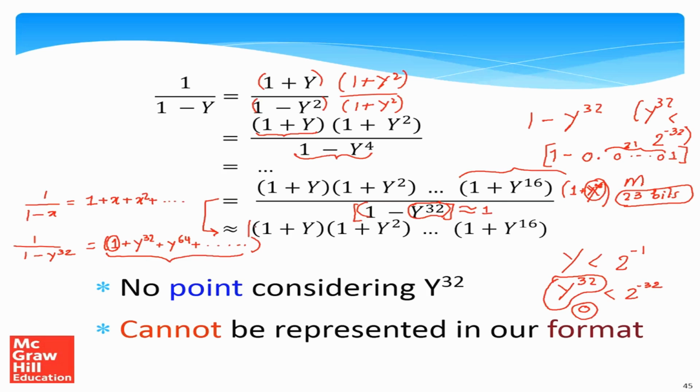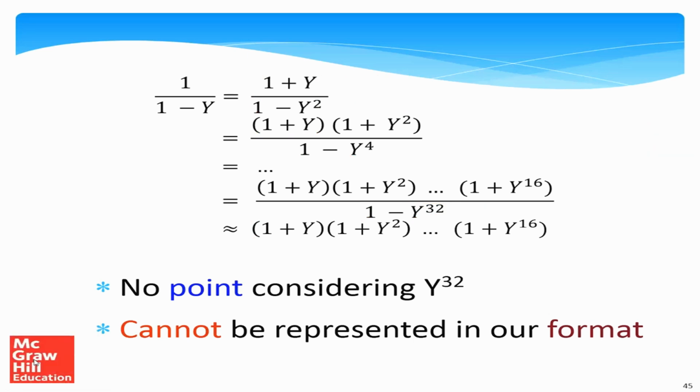And what we have essentially created, maybe I can clean the slide and show. What we have essentially created is we have replaced a fraction with a numerator and a denominator with just a product of terms without a denominator at all. And the product of terms is 1 plus y times 1 plus y square all the way till 1 plus y to the power 16. Alright? So this is exactly what we have done.